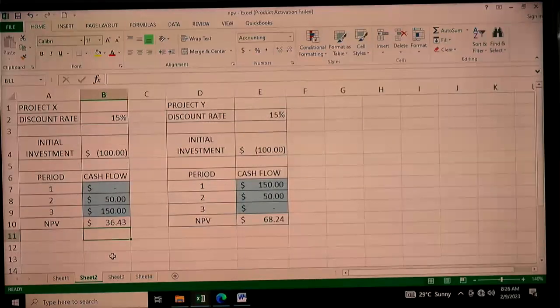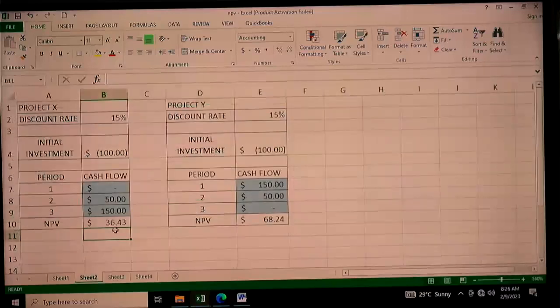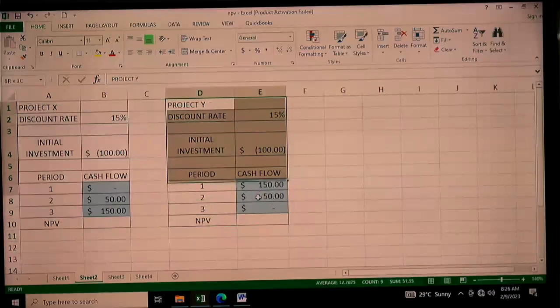So, in the worksheet I send you, that is where we have computed this net present value. You click sheet 2, you'll get that. We have 2 projects. The net present value was already computed. You can delete it. We will compute it again. Project X and project Y. Those 2 projects we are given there.